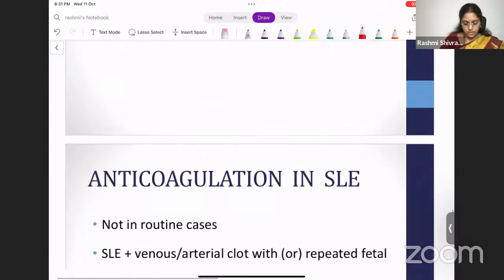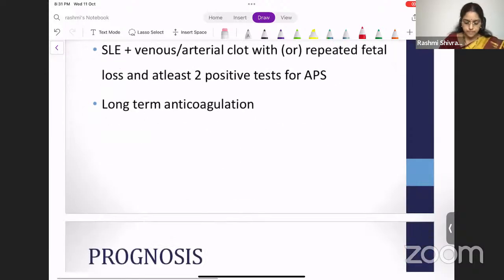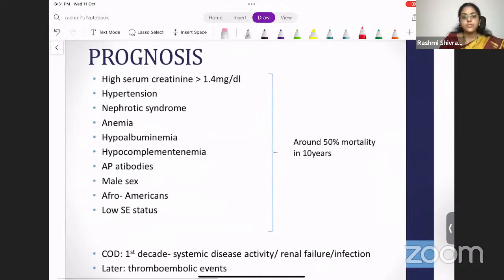Anticoagulation in SLE is not commonly indicated. It is only when you have a venous or arterial clot which has formed, or you have repeated fetal loss, or an associated antiphospholipid syndrome, that you put the patient on anticoagulation. Otherwise, you generally don't routinely anticoagulate the patient in SLE. The prognosis is fairly good. Nowadays, we are able to treat the patients very well.